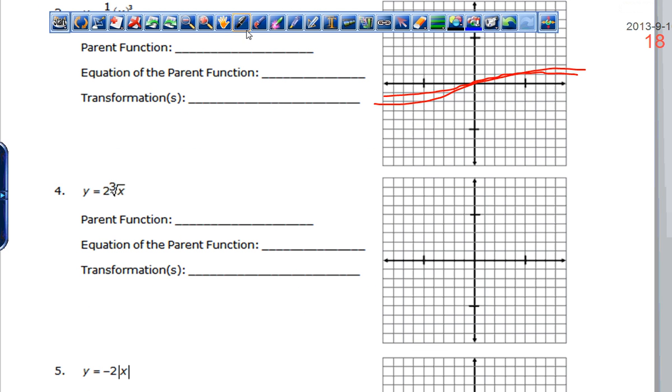What's the parent function? It is cube root. Let's know those for the test. The equation is y equals cube root of x. Transformations: stretch vertically, y.